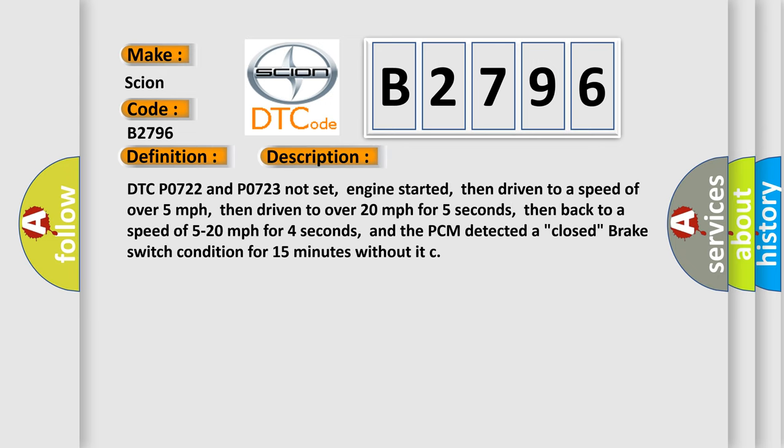And now this is a short description of this DTC code. DTC P0722 and P0723 not set, engine started, then driven to a speed of over 5 miles per hour, then driven to over 20 miles per hour for 5 seconds, then back to a speed of 5 to 20 miles per hour for 4 seconds, and the PCM detected a closed brake switch condition for 15 minutes without it.